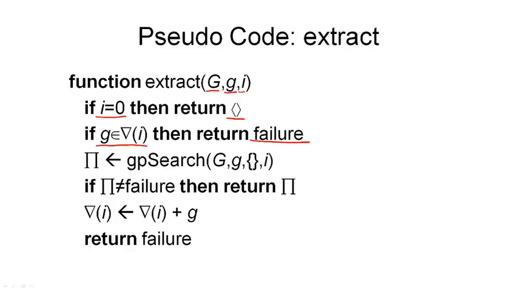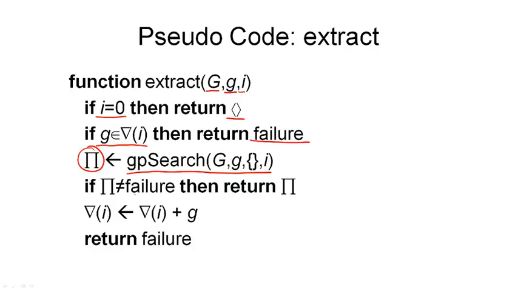If we haven't seen this sub-goal g in layer I before, then we call our function gpsearch, that I'll explain to you in a minute, which extracts a plan up to layer I from our planning graph and returns that plan. So this can be either a layered plan or it can be failure.